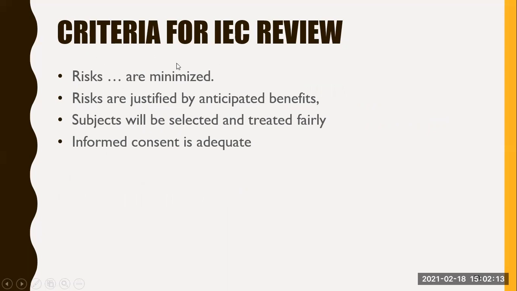Okay, then the criteria for the IEC review: the first criterion is that risks associated with the treatment need to be minimized. Second, the risks are justified by the anticipated benefit. So even if risks are associated with the treatment, they should be justified with anticipated benefits. The next is subjects will be selected and treated fairly. The next is informed consent is adequate. Okay, so four things are there: risk to be minimized; second, if risks are there, they should be justified by anticipated benefits; third, subjects will be selected randomly and treated fairly; and fourth, the informed consent process is followed.